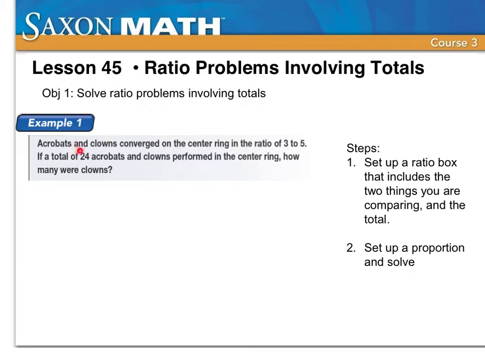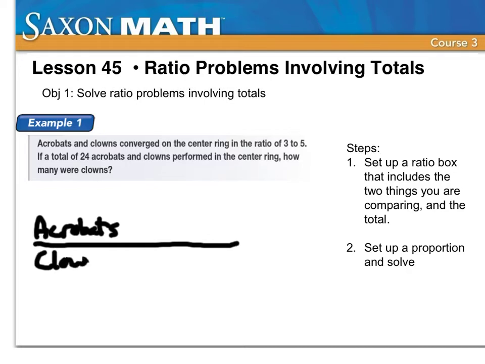Example 1 says acrobats and clowns converged on the center ring in the ratio of 3 to 5. If a total of 24 acrobats and clowns performed in the center ring, how many were clowns? And step 1 is to set up a ratio box that includes the two things you are comparing and the total. So, we need to include acrobats, and we need to include clowns, and we need to include a total.